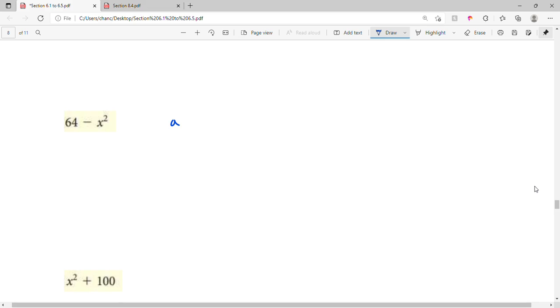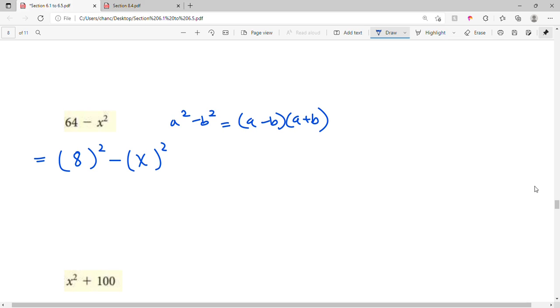Again, this is of the form a squared minus b squared. So the difference of squares again. A minus b times a plus b is our formula. We'll figure out what we need to square to get a 64. That's going to be an 8. 8 squared is 64. What do we need to square to get an x squared? Well, that has to be x. And so this is our a, and this is our b. So very similar to the previous problems, we can write this as 8 minus x, and 8 plus x. This is our factored form.